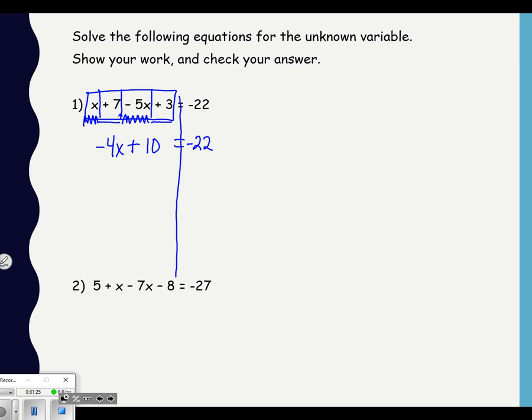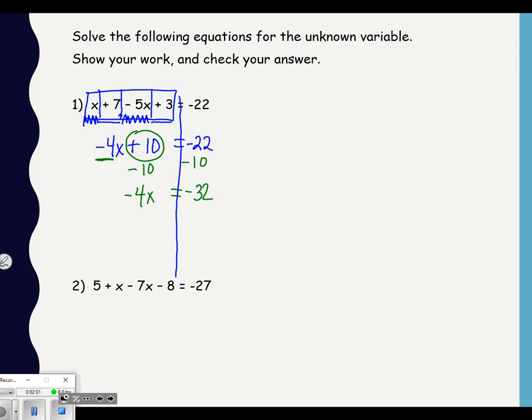Now we're going to go back to how we learned to solve two-step equations. We're going to circle our constant and underline our coefficient. We undo the addition or subtraction first. So we're going to subtract 10 from both sides to undo that addition. That gives us negative 4x equals negative 32. When you add two negatives, you just add the numbers and keep the sign.